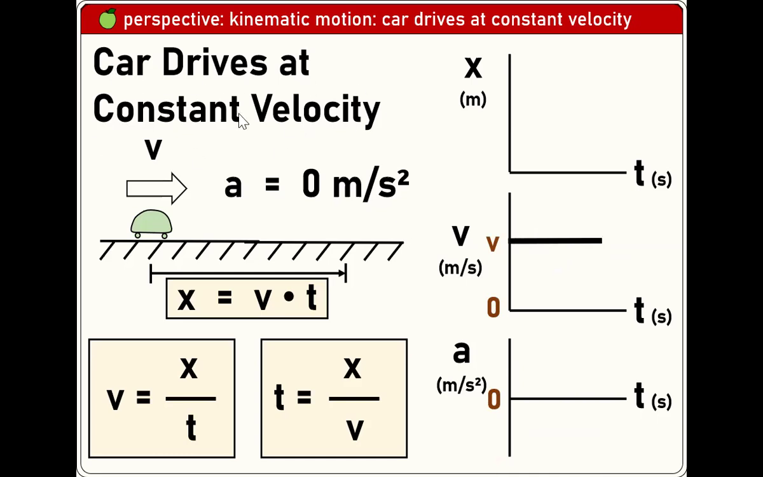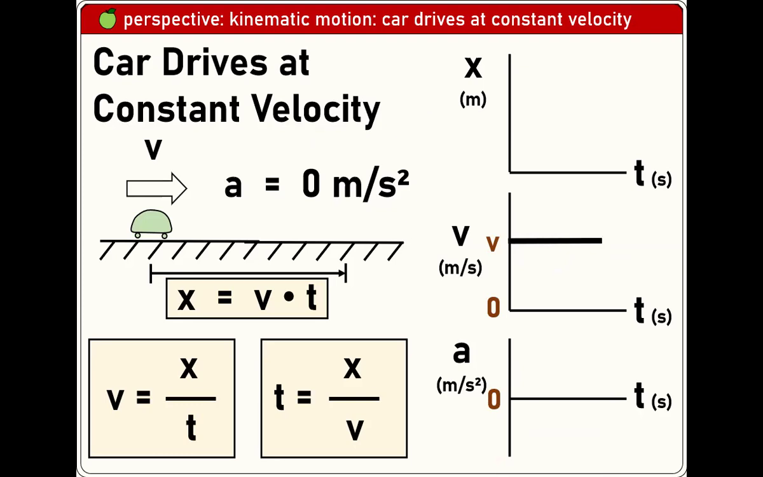Hey, that was the title of the scenario. Constant velocity. Hence, velocity is constant. Look at that. It doesn't matter how much time has passed. You're always going 70 miles an hour. That's it. From there, if you know that graph, you can figure out the other 2.